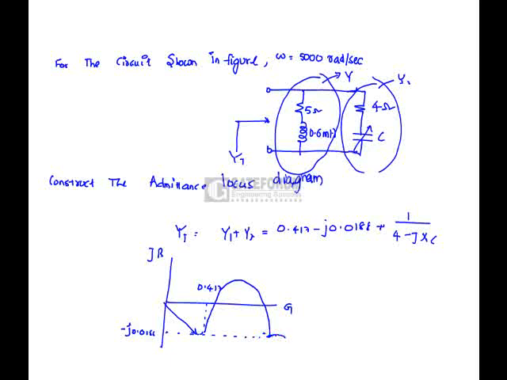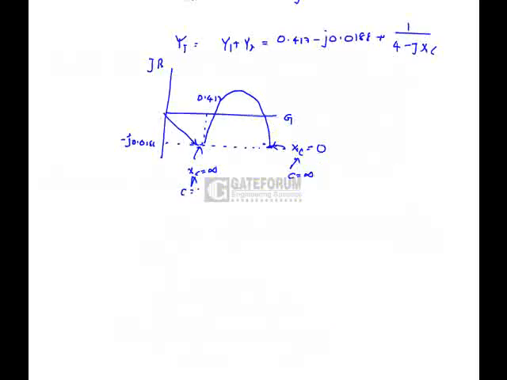Here this point is XC is 0. This is XC is infinite. That means XC is going to be 0 whenever C is infinite. This is C is 0. That is, this is the correct admittance locus diagram for the given network.